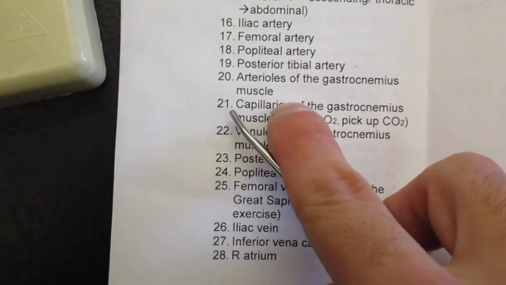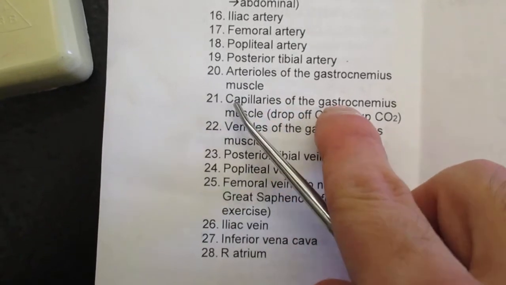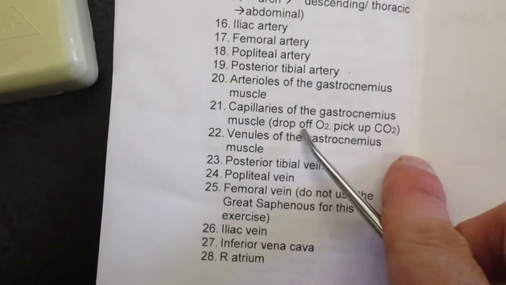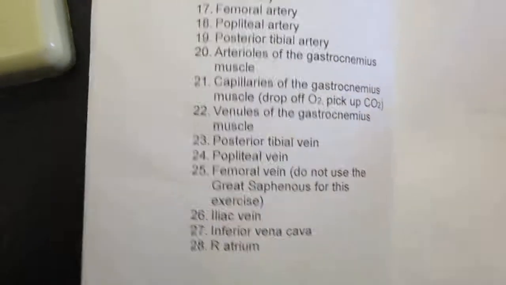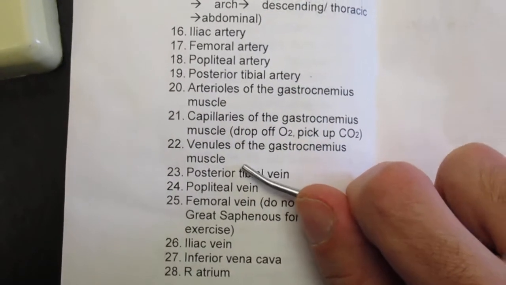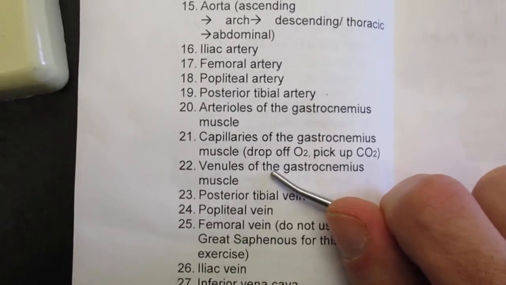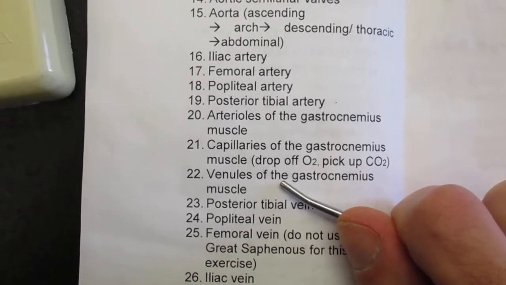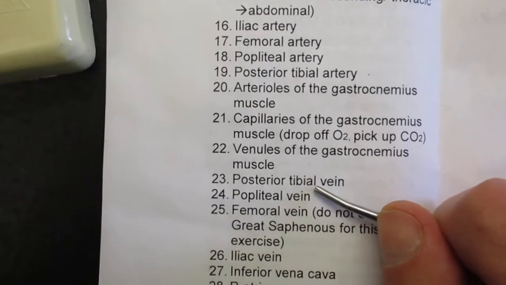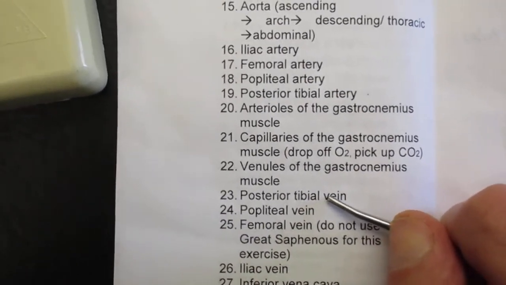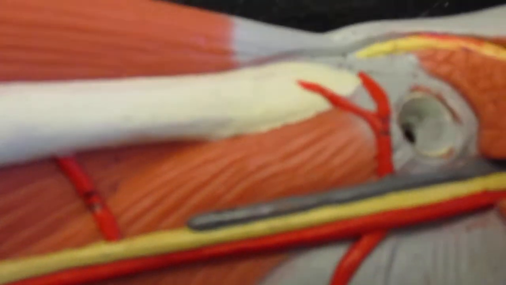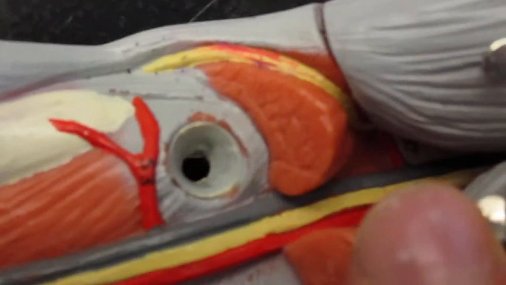The arterioles feed into the capillaries, and then you're going to have gas exchange to drop off oxygen and pick up CO2, the waste of cellular respiration. And then what's next is the venules coming out of the capillary beds of the gastrocnemius muscle or calf muscle. And then we have the posterior tibial vein, which we have a little bit of right here. Yeah, right there. And then the popliteal vein is further up.